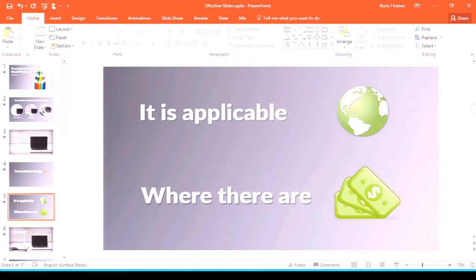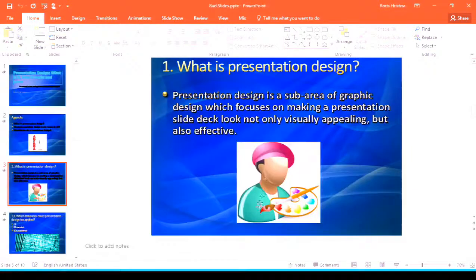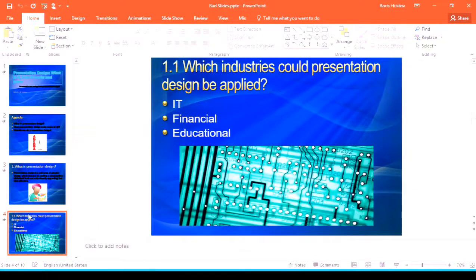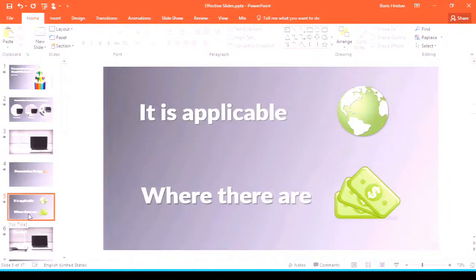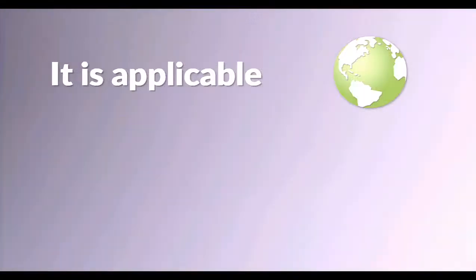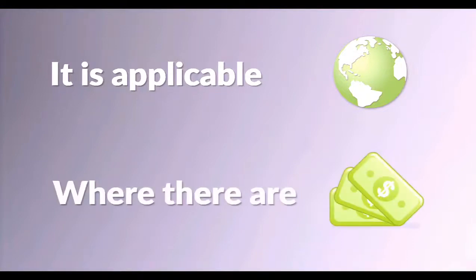Now, the fourth slide. How are we doing that? Which industries could presentation design be applied to? And I have named IT, financial, and education. I have a photo. How can I simplify that? How can I visualize it in the most simplistic way? I go and say, okay, it is applicable, and this is animated. It's applicable globally, worldwide, or whatever you may want to say, where there is money involved.